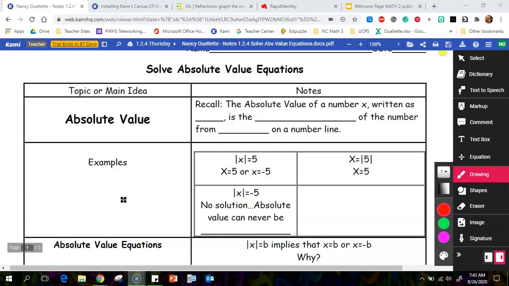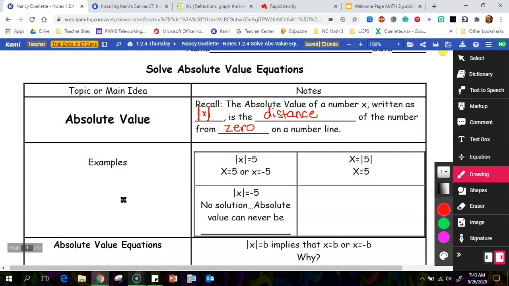I want to review just what absolute value is with you. This is something that we teach in middle school, but you might not remember what it means. The absolute value of any number x is written with these bars, and your x or your number goes in between those bars. It's a distance, the distance of the number from 0 on a number line.